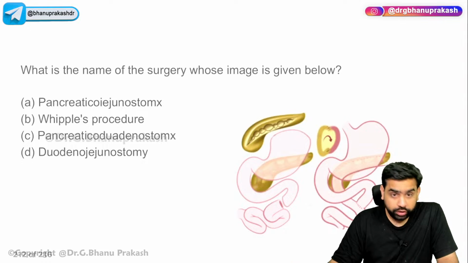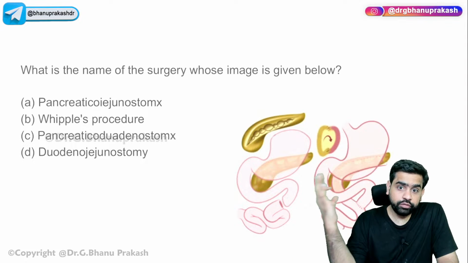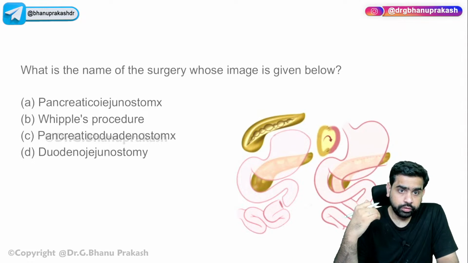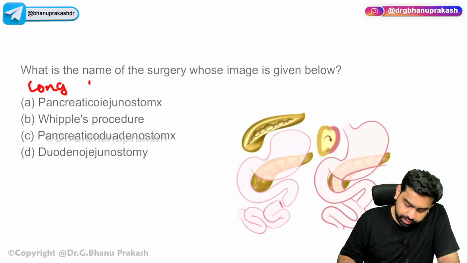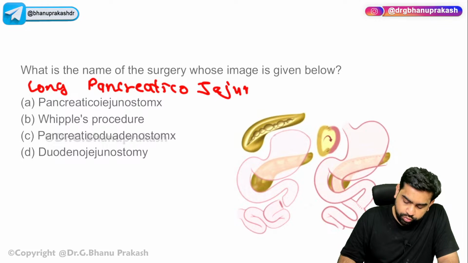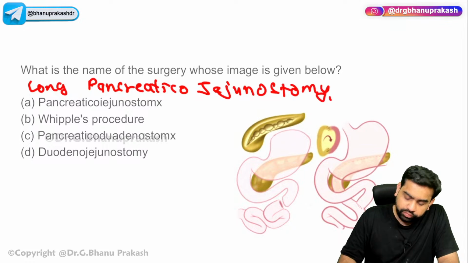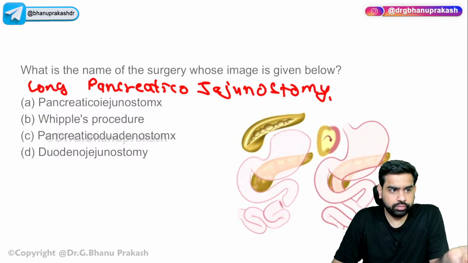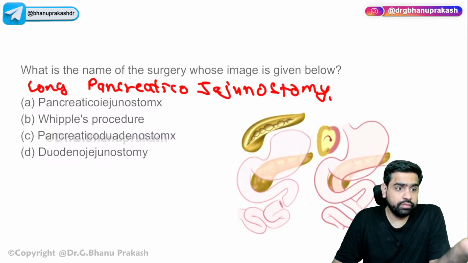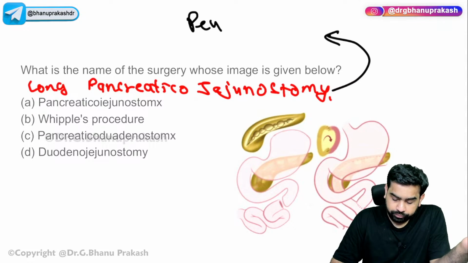Now, we have already discussed this, right? What is the name of the surgery being done over here? Now you please tell me, what is this? The name has not been written over here, but this is a longitudinal pancreatico-jejunostomy. Now can you tell me the name of this? We've already talked about it; I started the second session with this only. It is not the Whipple's. It is Puestow's procedure.